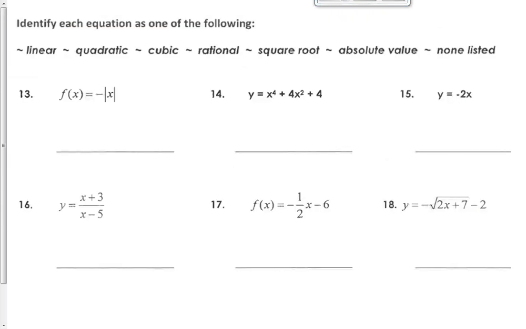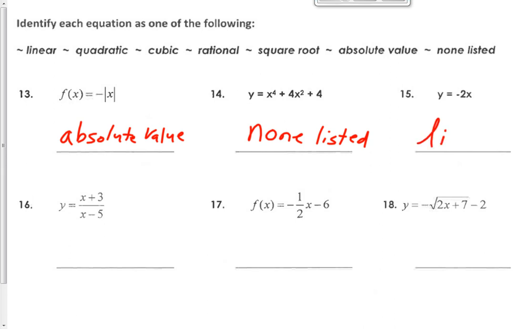Let's try the next 6. So here we have the absolute value function. Hopefully all of you got that. 14 again is none listed. We would put a polynomial function, but this one, actually the 4th is none listed. This one, 15, is linear. 16 has a fraction with a variable in the denominator. That's our rational function. 17 is linear. Y equals mx plus b. And then 18 is the square root function.